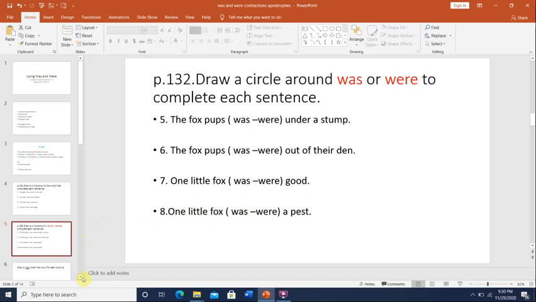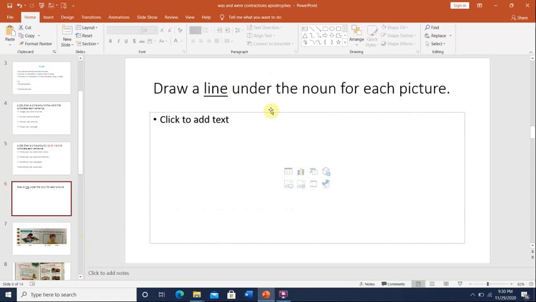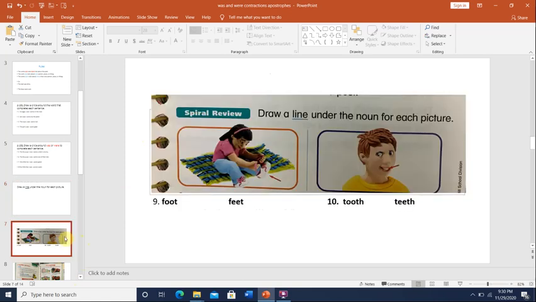For 9 and 10, it says here, draw a line under the noun for each picture. We will look at the picture and draw a line under the noun. Here it's pointing at her foot. Is it foot or feet? Only one here, so that would be foot. Here, it's pointing at his mouth. Is that tooth or teeth? I would choose teeth.